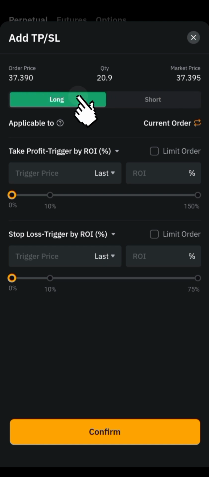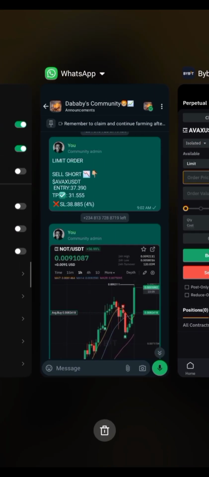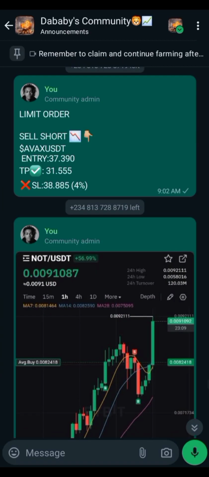So let's talk about the TP and SL, that's take profit and stop loss. You can see the long and short section. Long simply means predicting the market to go up, and short simply means predicting the market to fall. Let's use this for example.